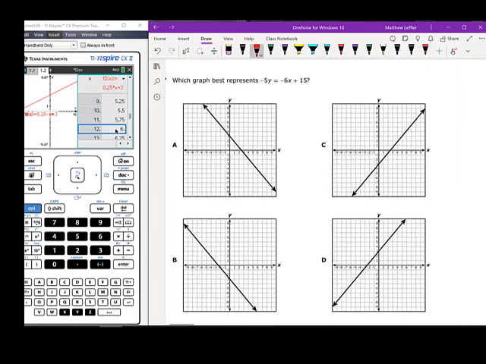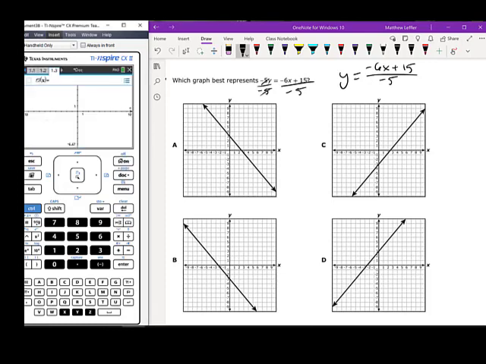Okay, anytime you want to graph, you have to get y by itself. So it's one step. Divide by -5, divide by -5. Y equals -6x plus 15 divided by -5. So let's graph that and find the match.